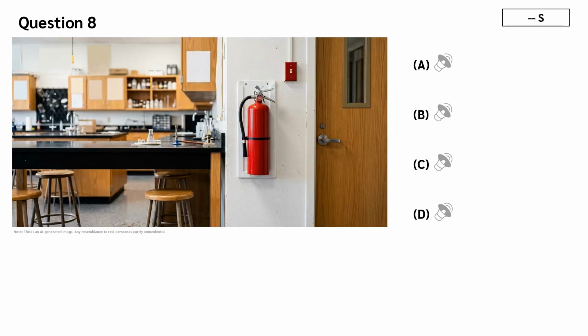Question number 8. A. A student is leaving lab. B. An extinguisher is on wall. C. Chemicals are being spilled. D. People are at the sink.